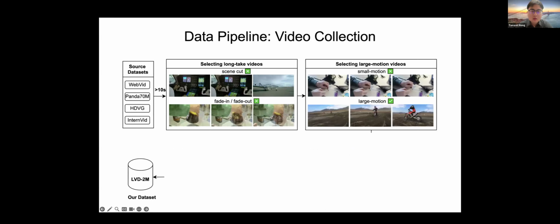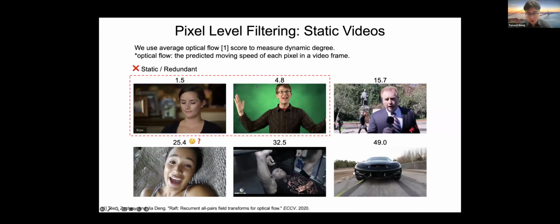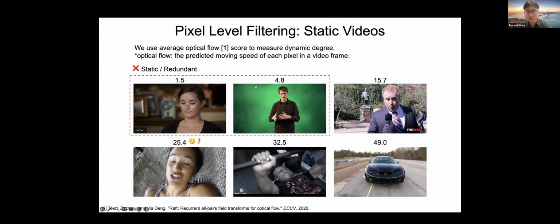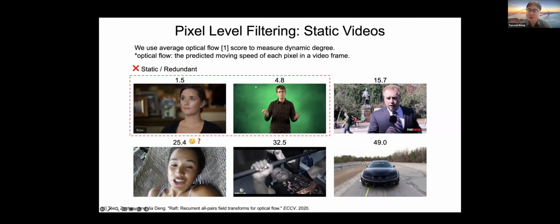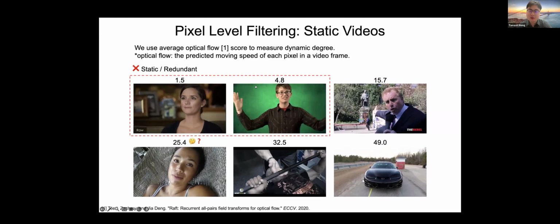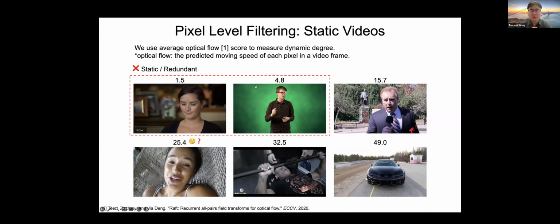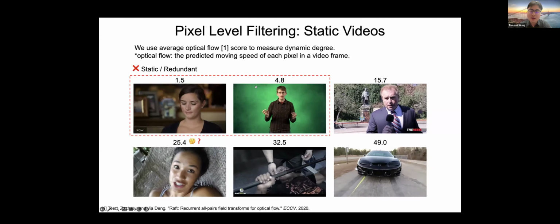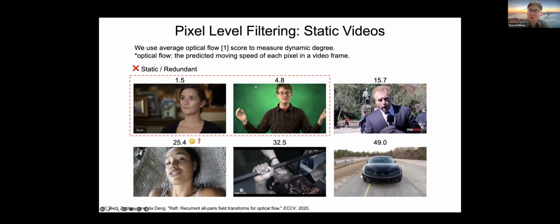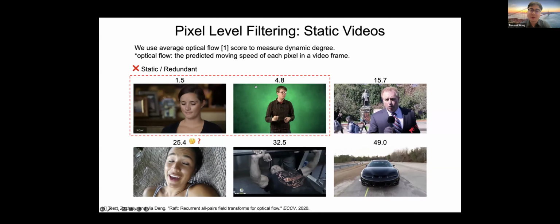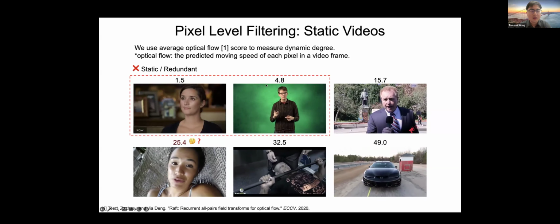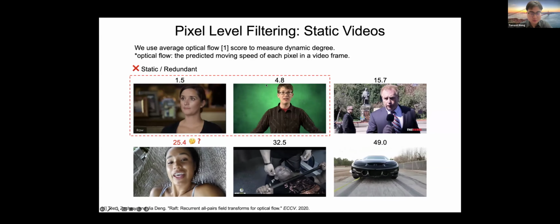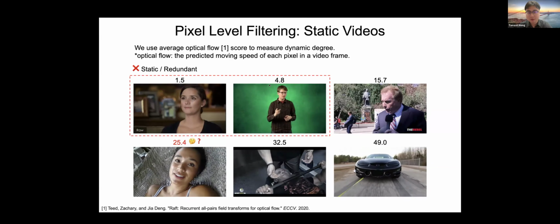To find out how dynamic a video is, we first use the average optical flow score, which is basically the average of the predicted moving speed of each pixel in the video. In the listed examples, the videos with a low score are indeed not very dynamic. However, there are also examples with a relatively high score, but perceptually not very dynamic, as shown here, second row, first column. Yeah, the camera is moving, but perceptually it's not very dynamic.